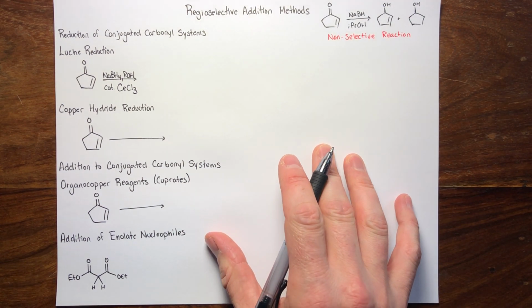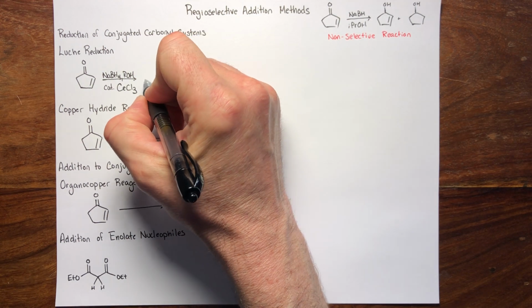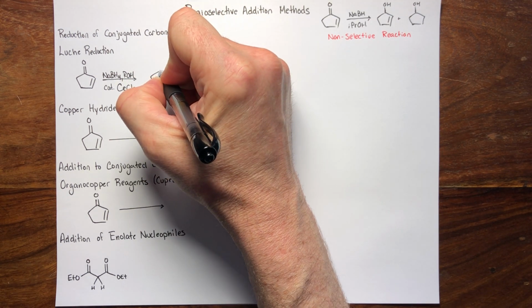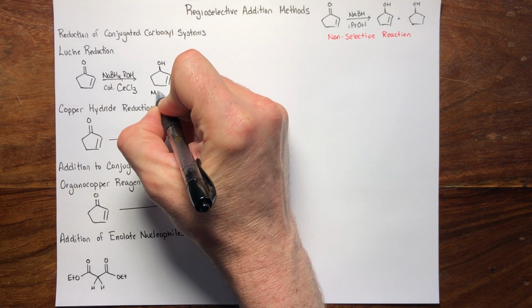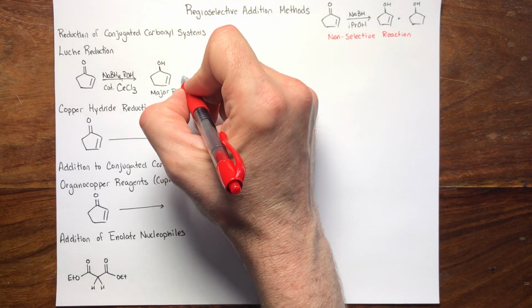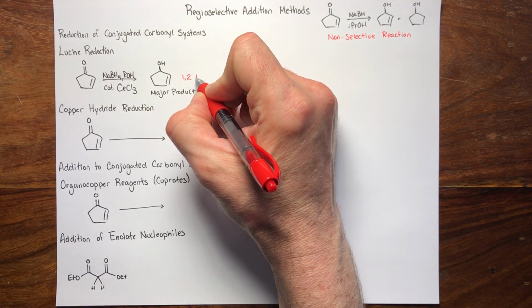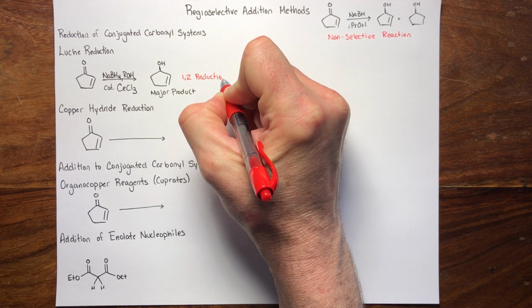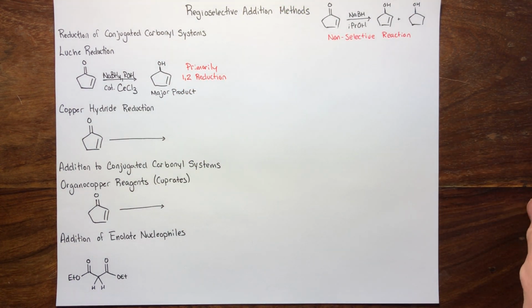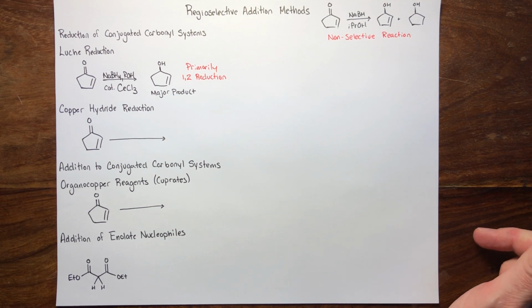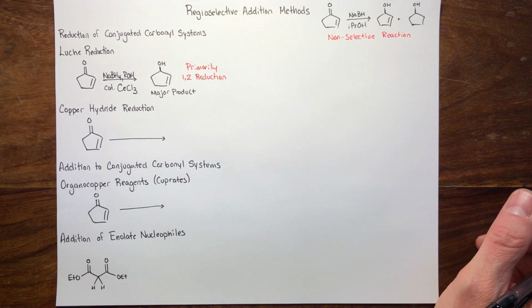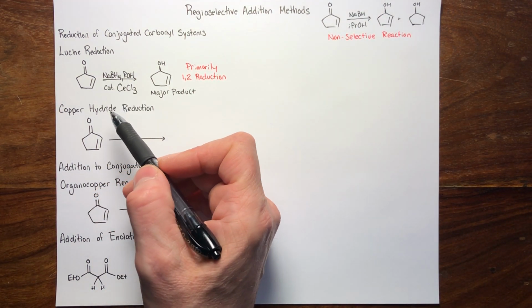Well, this reduction, which is called the Luche reduction or Luche conditions, is going to affect the 1,2-selective reduction of this alpha-beta unsaturated ketone. Let's think about why this is happening, right? It's good to know that these reactions can happen, but my objective for you is to make sure you understand why this is happening. Well, let's think about what that cerium chloride is doing.